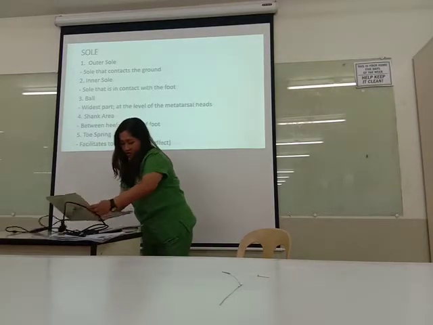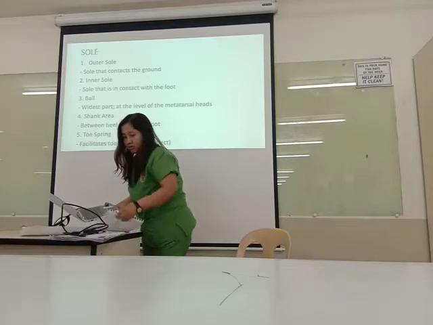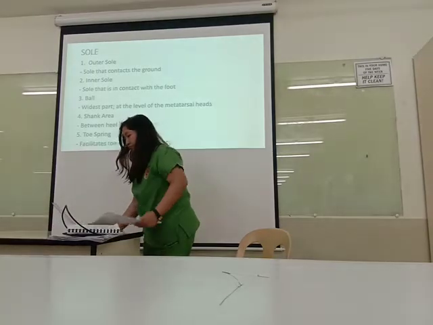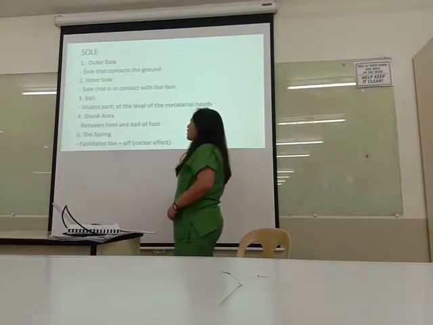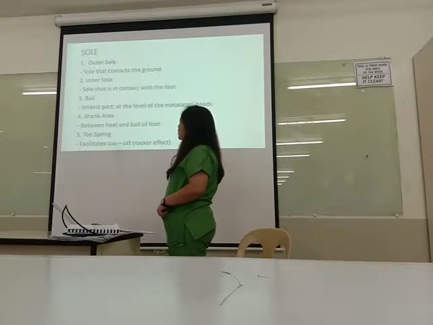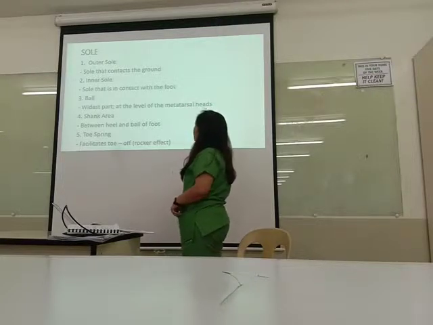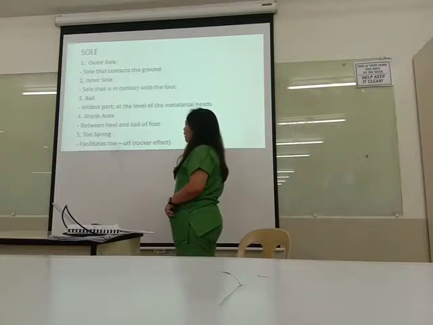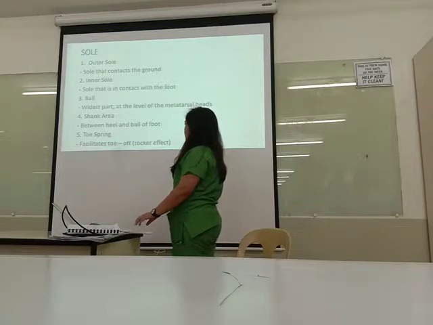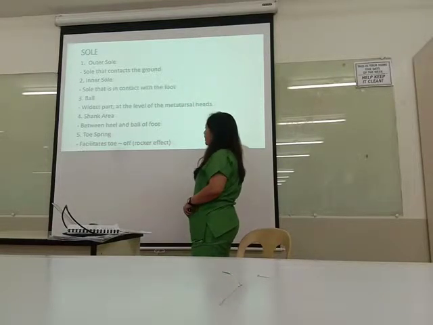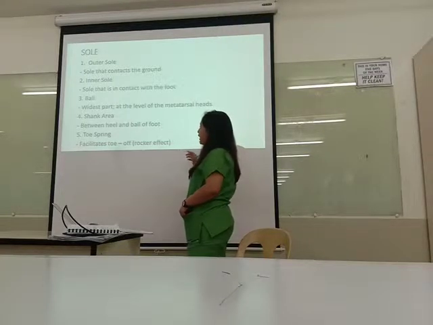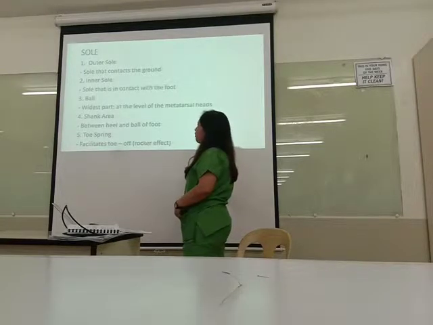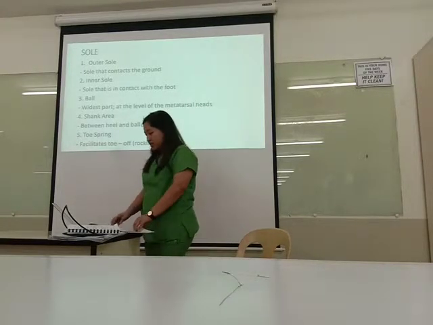So first, for the sole, we have the outer sole, which contacts the ground, and then the inner sole, which contacts the foot. We also have the ball, which is the widest part, at the level of the metatarsal heads. We also have the shank area, which is between the heel and ball of the foot, and the toe spring, which facilitates toe off.